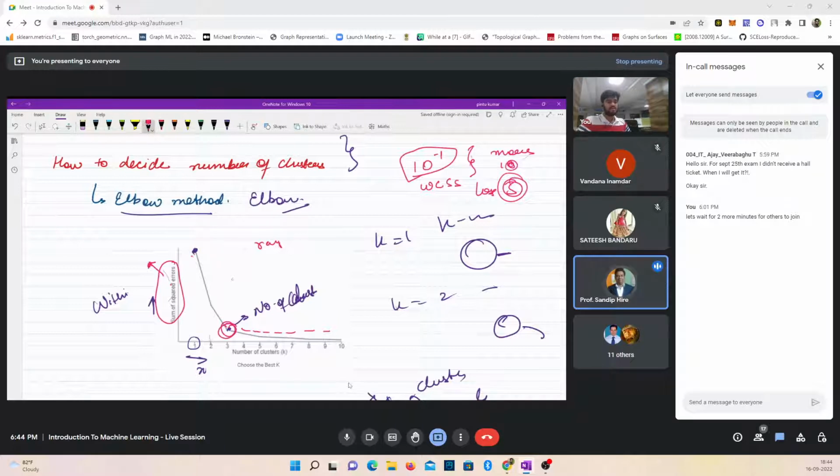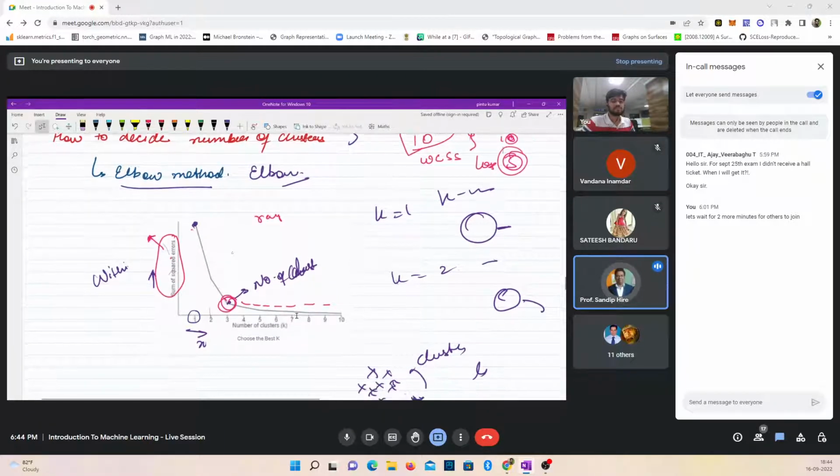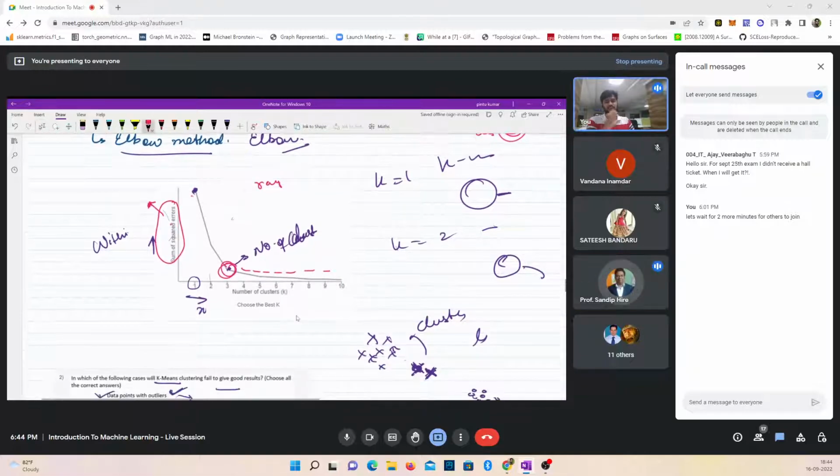Kumar sir, actually my question was, other than elbow method, what are the other methods to decide the number of clusters? That was my question. That's what I have understood, elbow method. That's what I told you.